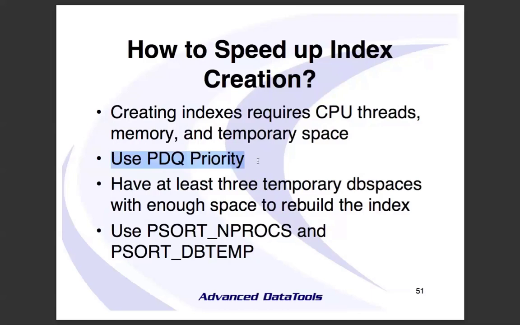What you want to do is have enough temporary dbspaces, at least 3, so that if you use PDQ priority, it can do 3 sort threads. If you have more than 3, that's great. And then it can sort the data in parallel. So if you have 3 dbspaces, basically your index builds will be 3 times faster than if you only had 1. There are also 2 parameters, PSORT_NPROCS and PSORT_DBTEMP, that can be used to speed up indexes.